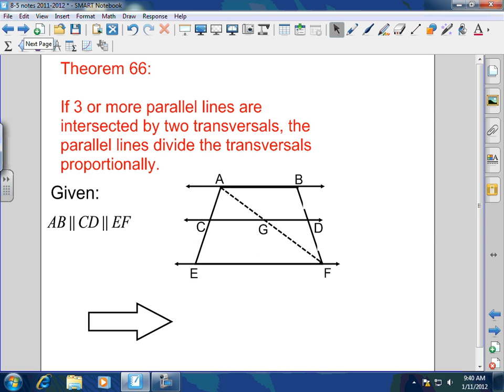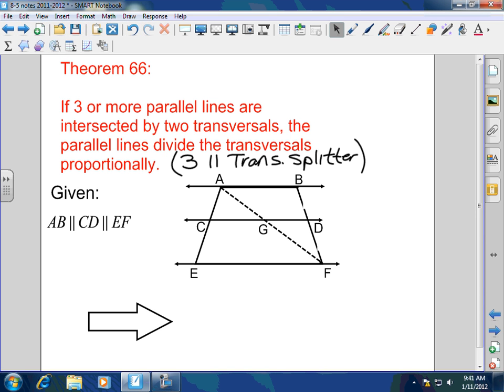Okay. Now, Theorem 66. Very similar to side splitter, okay? And we're going to go ahead and help you guys out, and we're going to call it a reduced name. We're going to call this the 3 parallel transversal splitter. Is that fair? Yes, sir. Because we're talking about 3 parallel lines and it's splitting the transversals. So 3 parallel trans splitter. That will mean 3 parallel line transversal splitter.